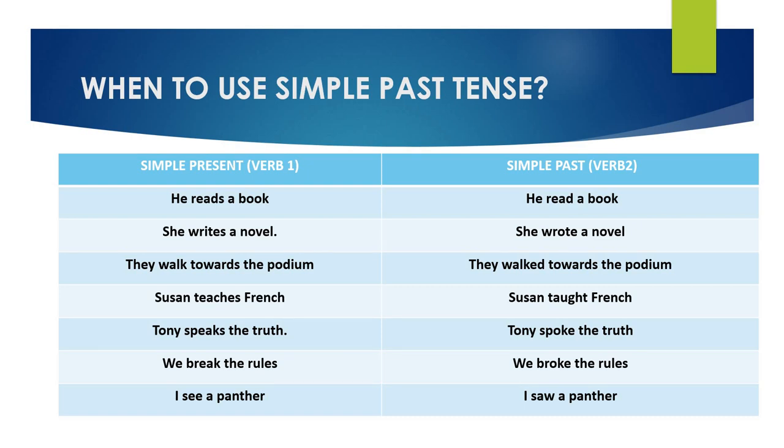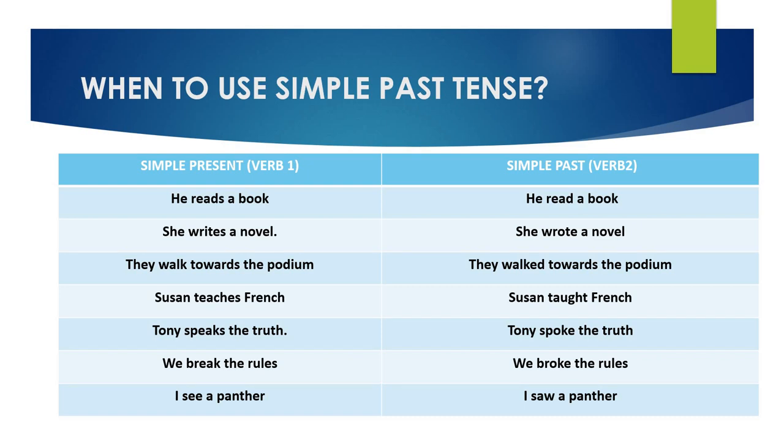Susan teaches French. Susan is a singular subject which is followed by a singular verb, teaches, where we should know that es is added to the verb teach so that it becomes teaches. Susan teaches French, and in simple past it becomes Susan taught French.